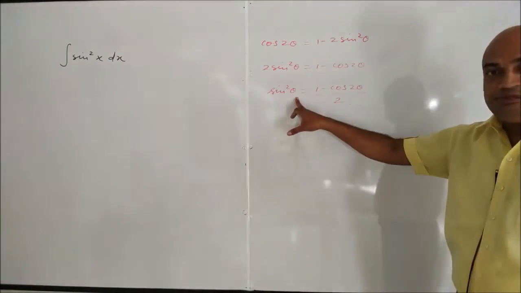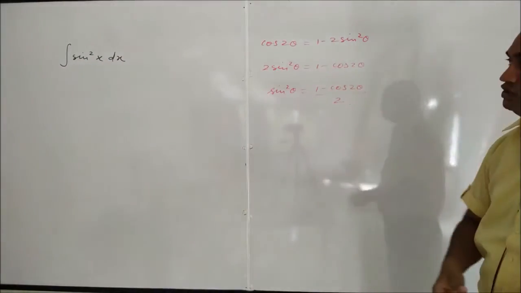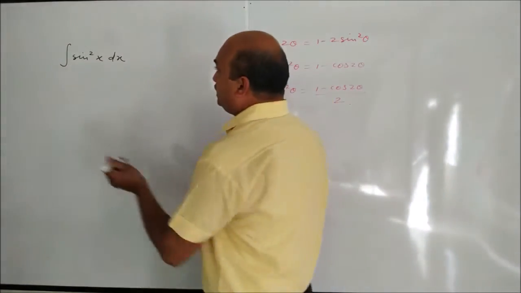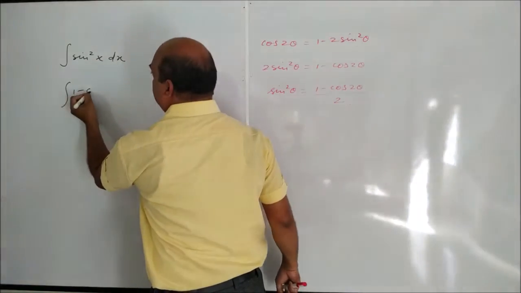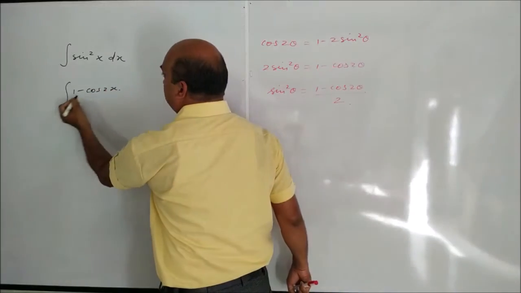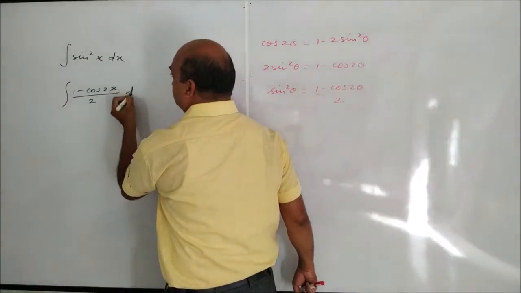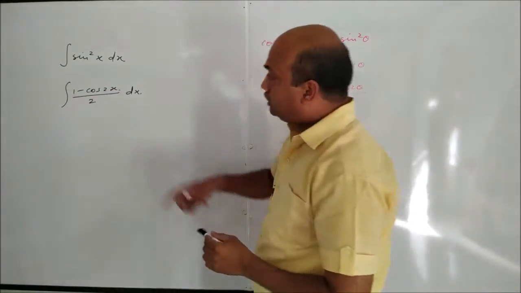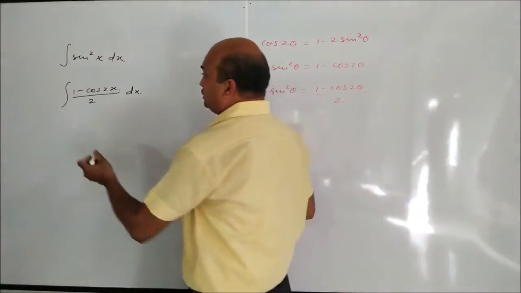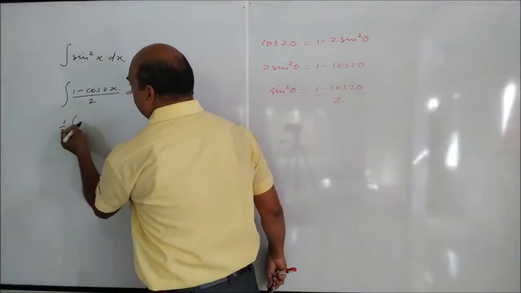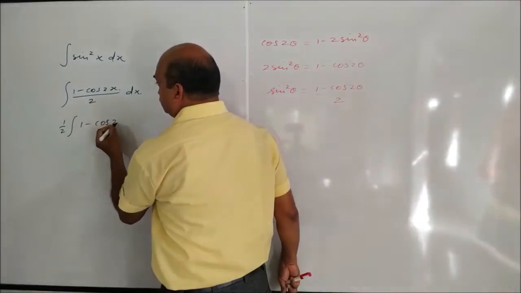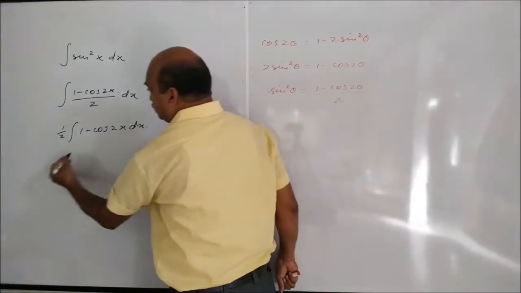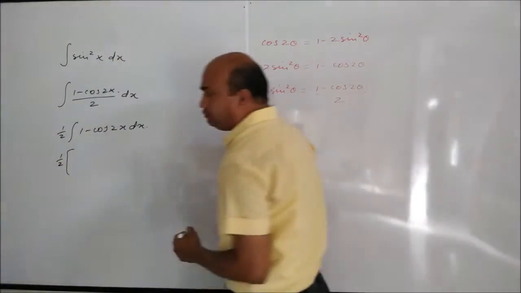Sine square x will be (1 minus cos 2x) by 2. So this sine square x can be written as (1 minus cos 2x) by 2 dx. Now 1 by 2 we take out of the integration and it will be 1 by 2 integration of (1 minus cos 2x) dx.